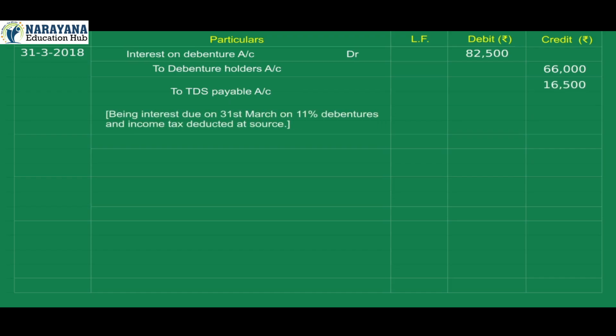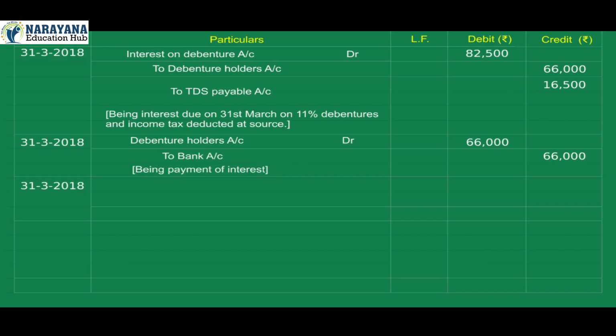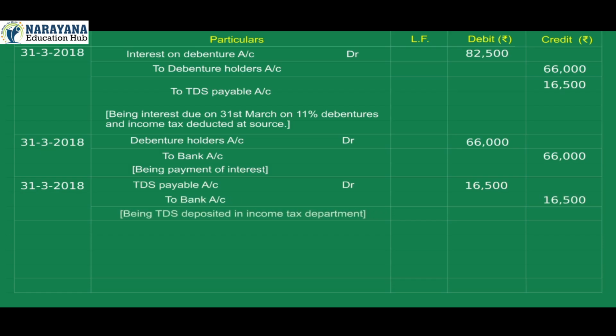31st March 2018. Interest on debenture account debit 82,500 to debenture holders account credit 66,000 to TDS payable account credit 16,500. Being interest due on 31st March on 11% debentures and income tax deducted at source. 31st March 2018. Debenture holders account debit 66,000 to bank account credit 66,000. Being payment of interest. 31st March 2018. TDS payable account debit 16,500 to bank account credit 16,500.